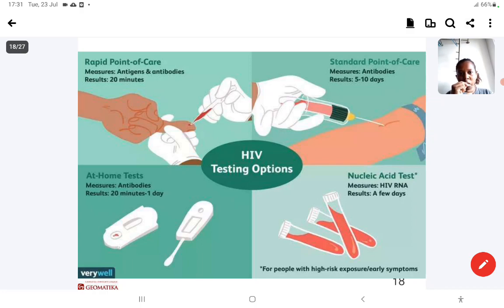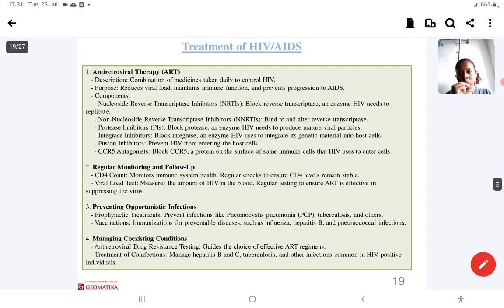Standard point of care, the measurement is antibody and the result can take 5 to 10 days. Nucleic acid test, the measurement is HIV RNA and the result takes a few days. The last one will be the at-home test, which measures antibody, and the result will be in 20 minutes to one day. Okay, next will be the treatment of HIV/AIDS.